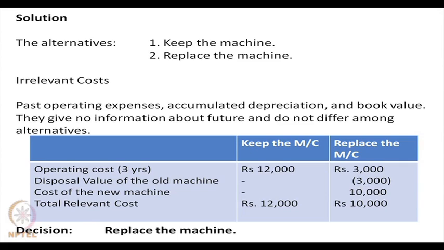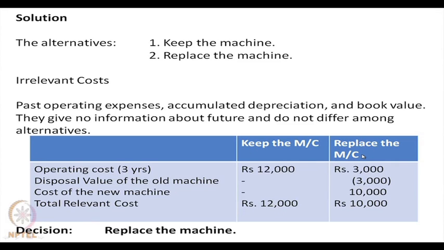Now, we consider the 2 alternatives: keep the machine or replace the machine, and these are the relevant costs. If we keep the machine, the operating cost for 3 years is rupees 12,000, and if we are keeping it, there is no disposal value and we are not buying the new machine. Therefore, the total relevant cost for the 3 years is rupees 12,000.